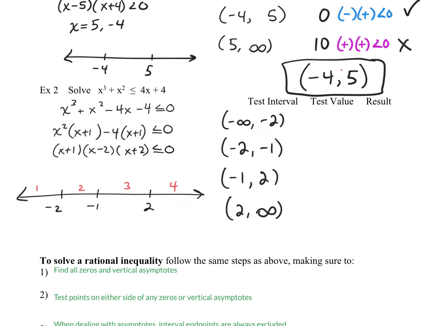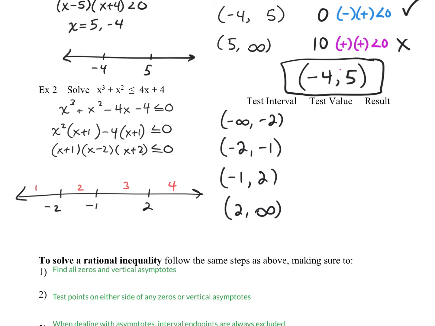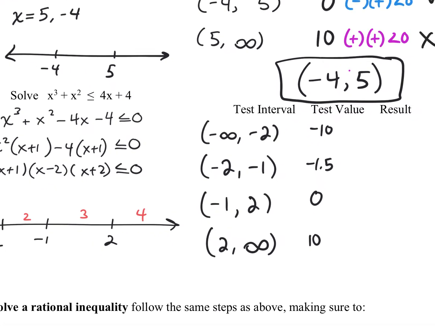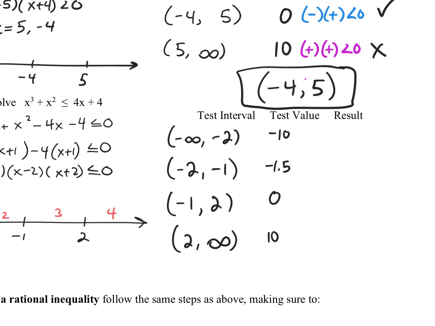And you can see here, if we're going to use 4 intervals, it's going to help us if we can speed our pace up. Our test values here, we can use whatever we like. Negative 10, negative 1.5, 0, and 10 are what I chose. Nothing necessarily special about these, just ones that I felt were the easiest to deal with. So I'm testing to see, are these quantities less than or equal to 0?